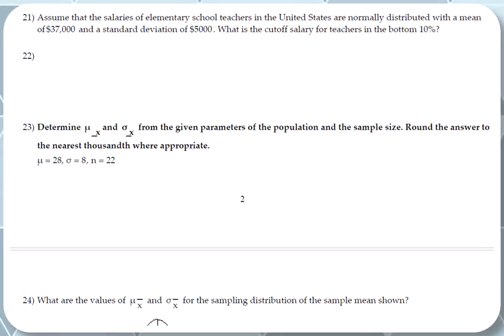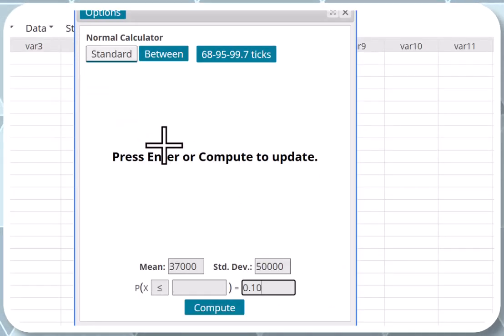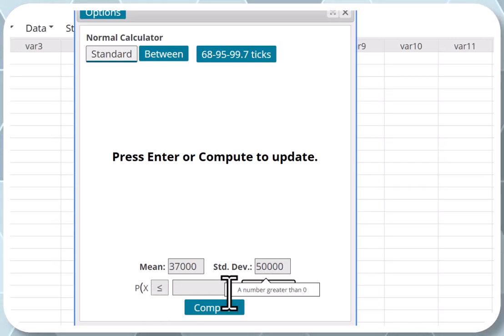Number 21. Assume that the salaries of elementary school teachers in the United States are normally distributed with a mean of 37,000 and a standard deviation of 5,000. What's the cutoff salary for a teacher in the bottom 10%? Bottom 10%, yes, it is an area to the left. So here's how you set it up using StatCrunch. You put the mean, 37,000, standard deviation 5,000, less than, and you put 10,000 right here, and you hit compute.